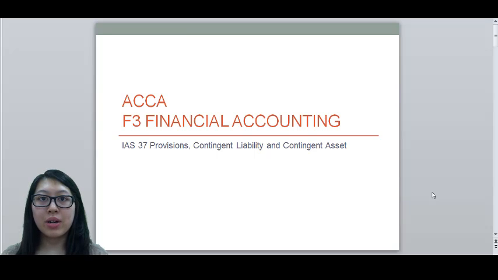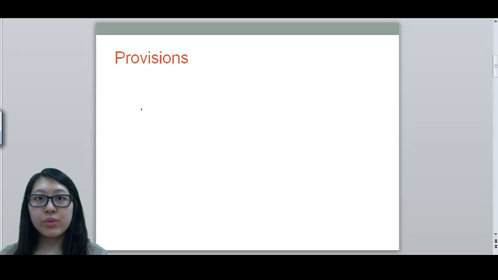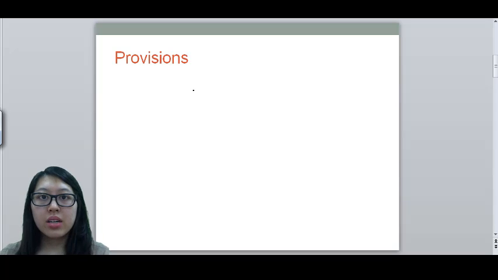Today we will be learning about IAS 37, Provisions, Contingent Liabilities, and Contingent Assets. Firstly, we're going to begin with provisions. Let's get into the definition of provisions first.